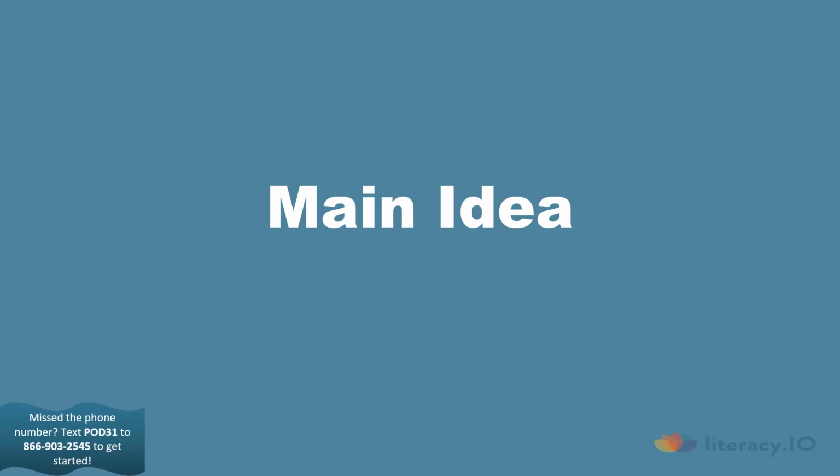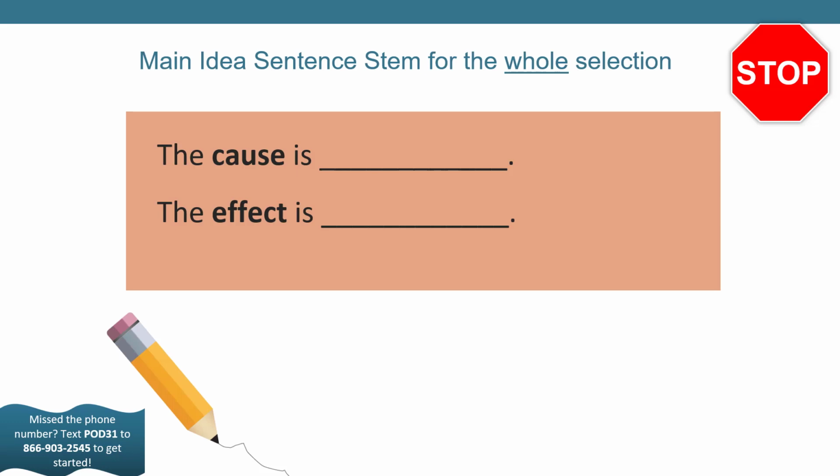Welcome back, detectives. I hope you were able to figure out that the text structure is cause and effect. So let's use that knowledge to help us write our main idea for the entire passage. We'll use the sentence stems: the cause is, the effect is. Pause your video and text in your answer for the main idea now. When you're ready, press play to see what I wrote.